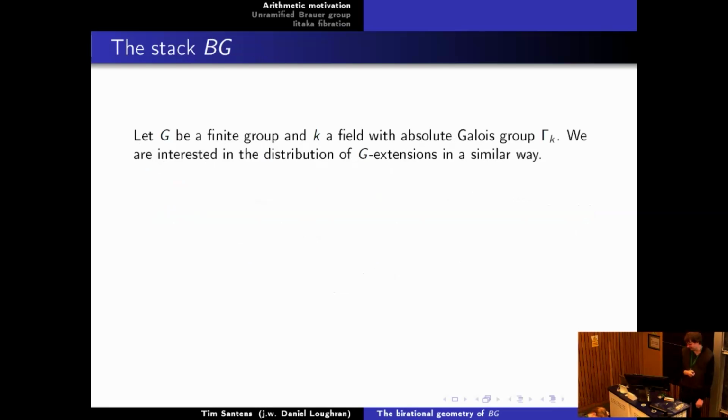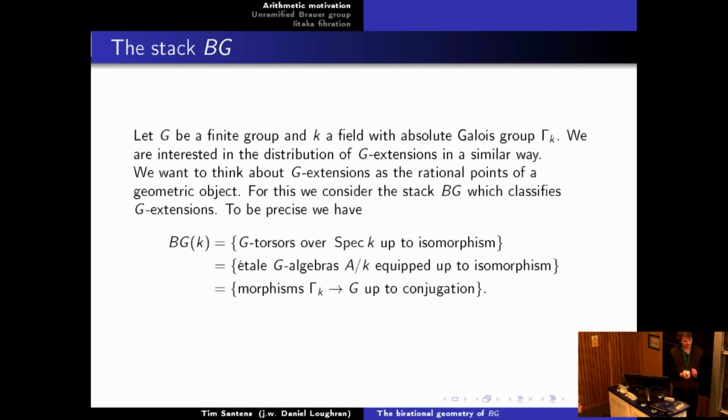Okay, so that's the motivation. The point is we want to generalize the conjecture to a more general setting, which is for the stack BG. So what is the stack BG? Let G for now be a finite group, and K a field with absolute Galois group Gamma_K. Then we are interested in counting G-extensions of K. Think of G-extensions as being parameterized by some geometric object called the classifying stack BG.